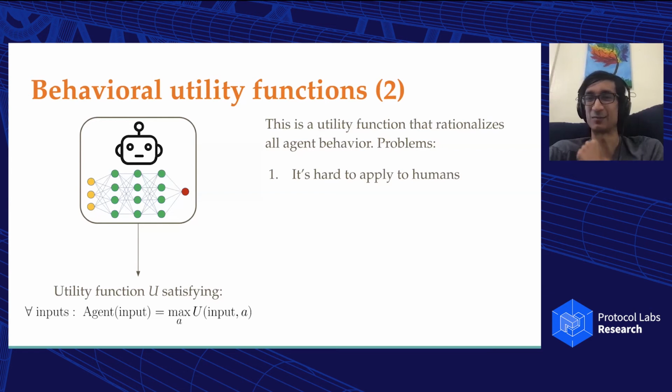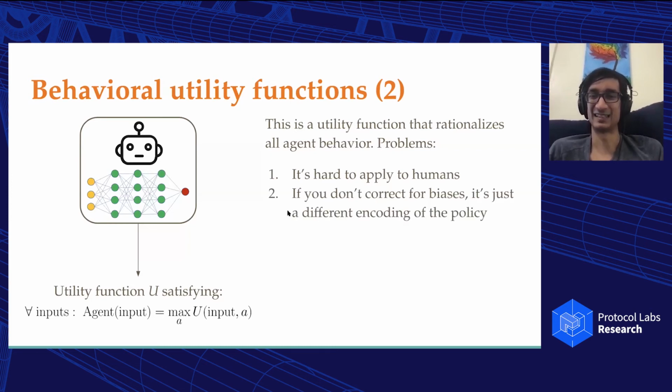Whatever date it is today, April 13th, 2021, Rohin will get high utility if he gives a talk to Protocol Labs. That's a utility function that does rationalize my behavior, but all behavior is rationalizable in this way. It's sort of degenerate. You don't really get anything out of this.